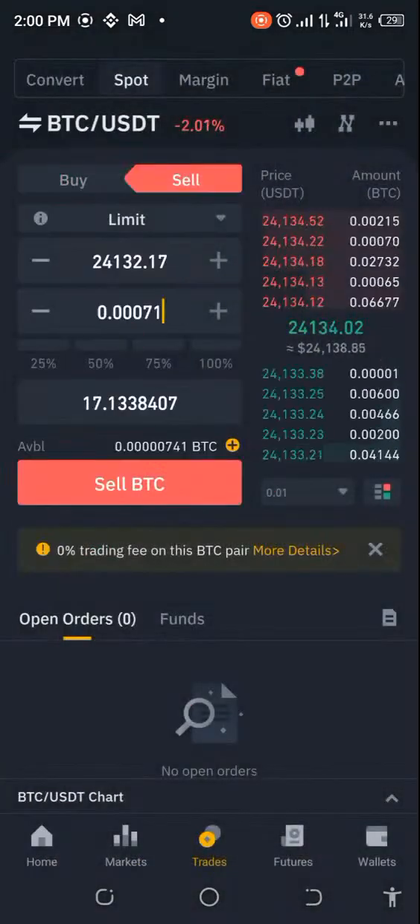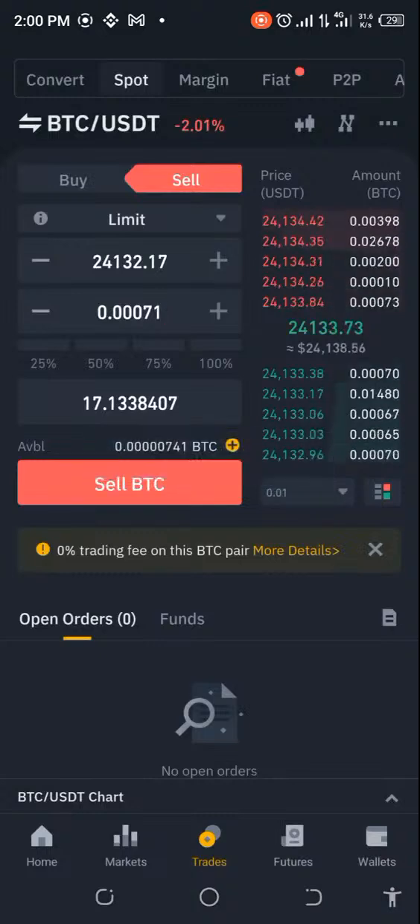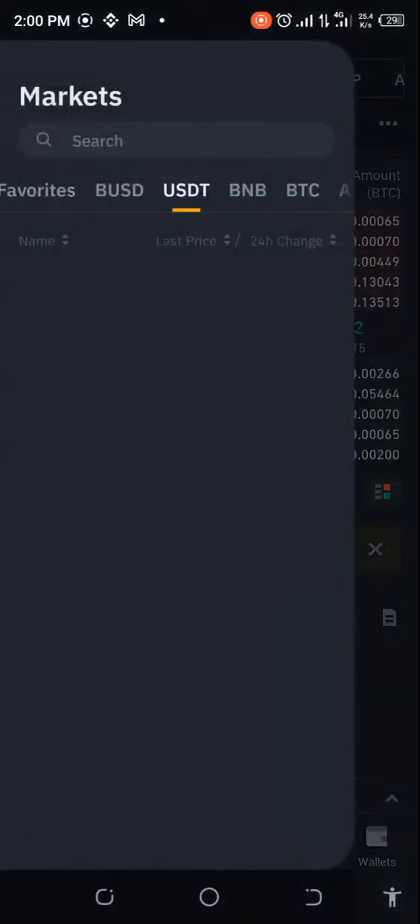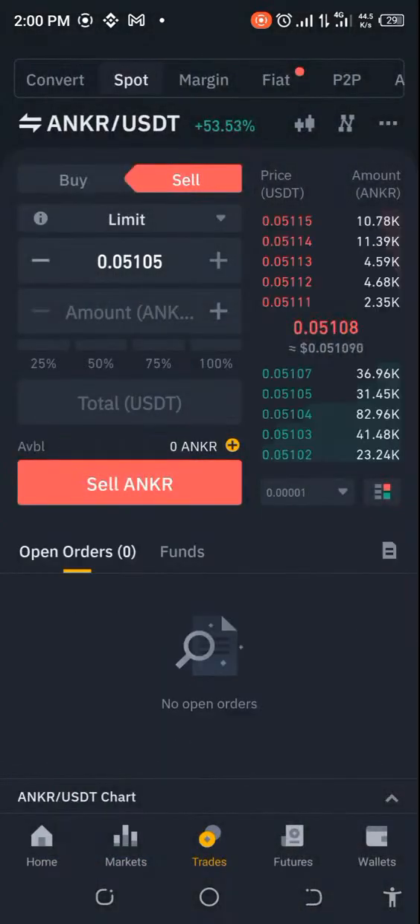Let's see that. Okay, it looks like we would be able to make a profit because we had to subtract part of that decimal point. Okay, let me go back and see how this would go. I'm sure definitely we're going to make a profit. I had to subtract part of it. So let me go back to ANKR USDT.